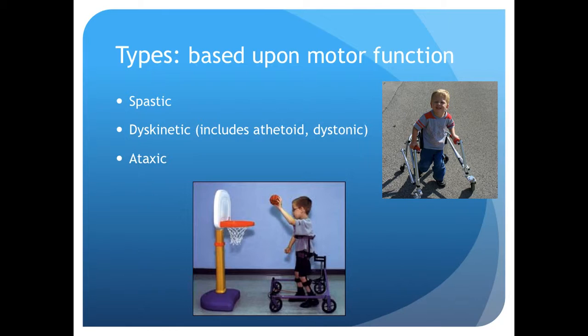Next is ataxic. This is the least common type of CP. This is characterized by shaky and jerky movements, instability, and lack of balance. Last is mixed. This can be a combination of any of the types listed above, and the most common type of mixed CP is spastic dyskinetic.